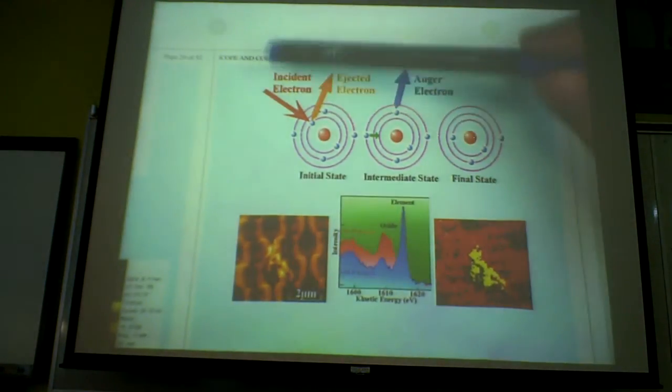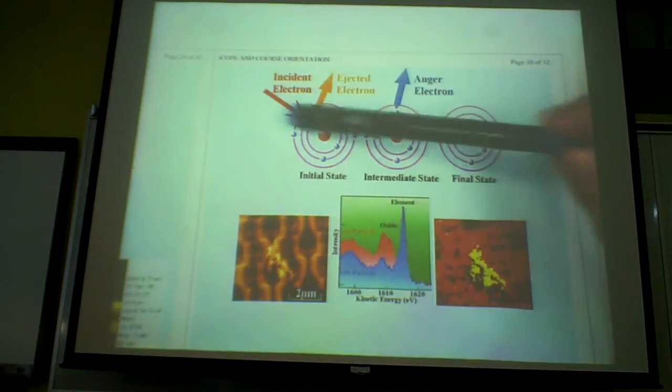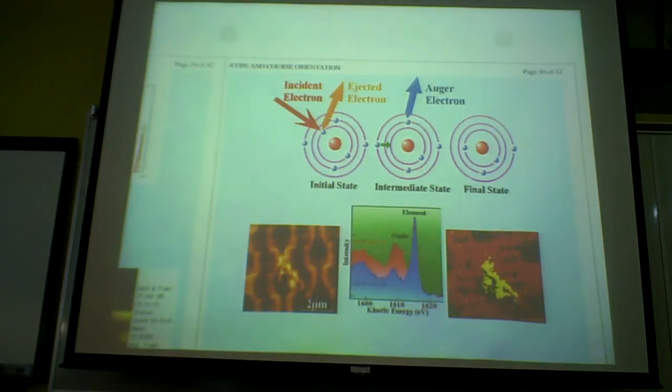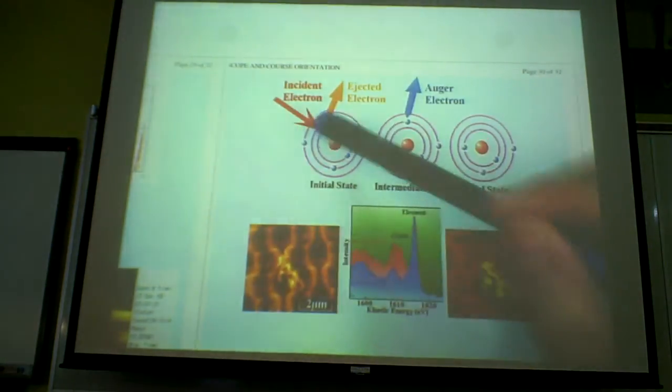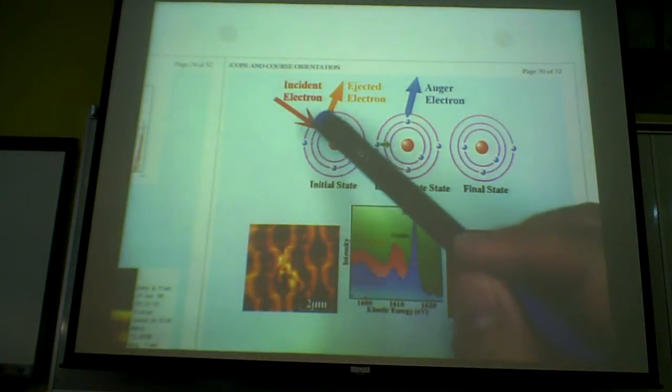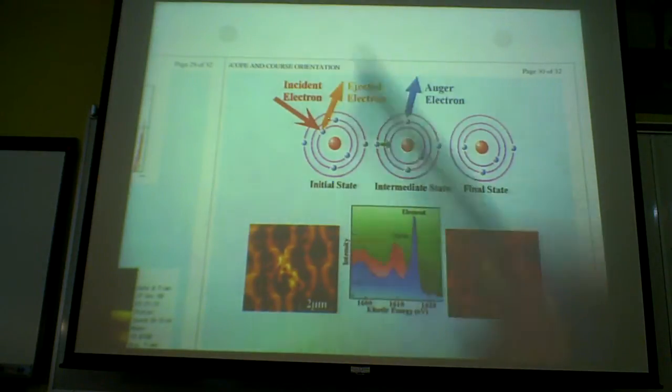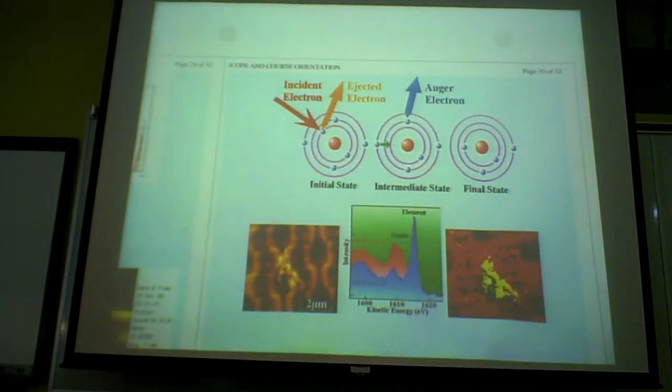So you can have an incident electron, as in the electron microscope, or you can have an X-ray coming in, and you excite. If you have high enough energy, it will remove an electron. You will eject the electron. That is, of course, the photoelectron, right, or the backscatter electron that you see. So that's my initial state.